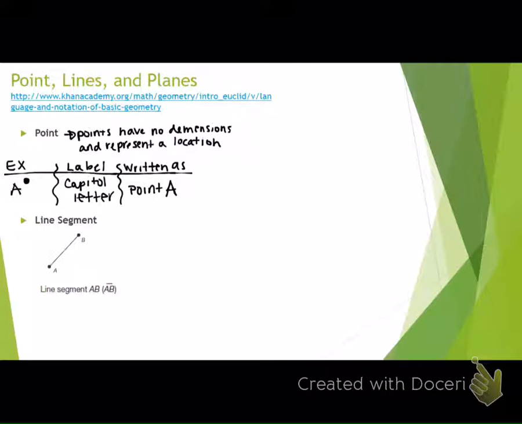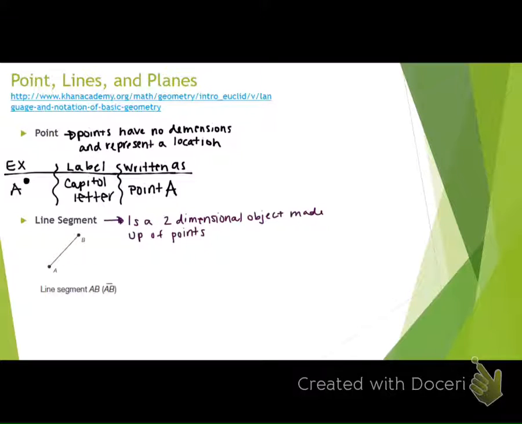So a line segment is a two-dimensional object made up of points. So first of all, a line segment is made up of points. It's two-dimensional, meaning that you can actually see it. So two-dimensional means that it's just on one space here.